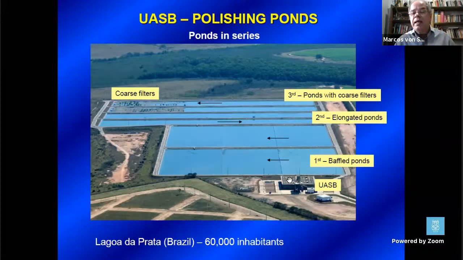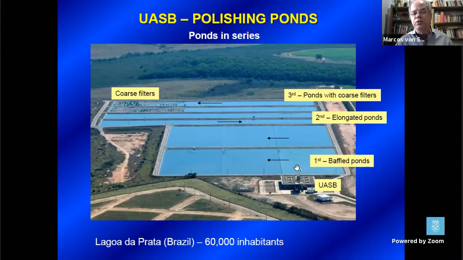In this case, by a series of ponds, different configurations with baffles, very elongated, followed by coarse filters. This produces an effluent with very good quality. But we have to notice here, the required area is very large if you compare it with a UASB reactor. So a lot of effort in terms of land requirements.